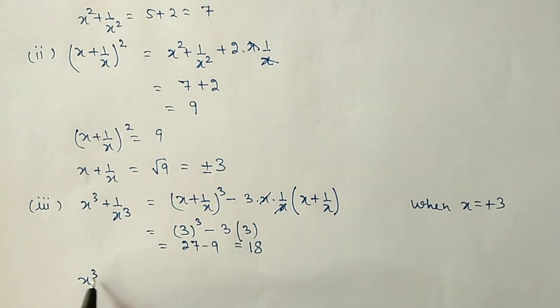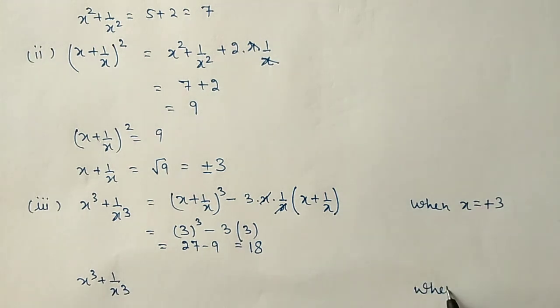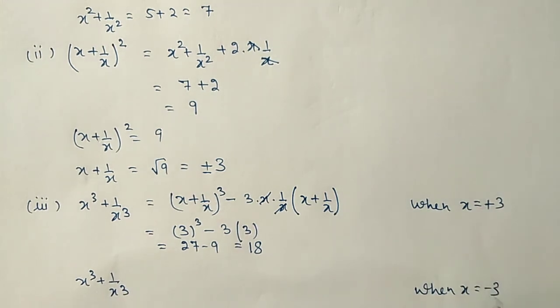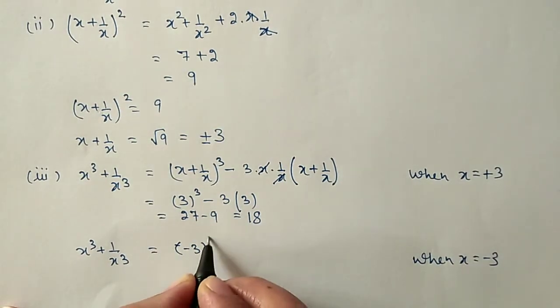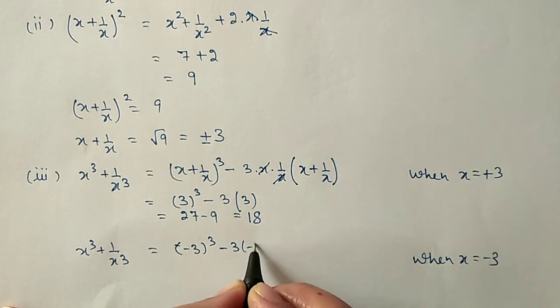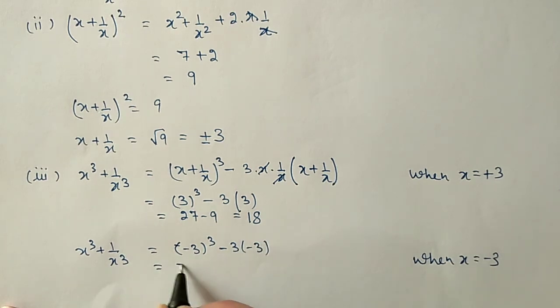Second case, we will keep this value minus 3, when x plus 1 by x is equal to minus 3. Then minus 3 whole cube minus 3 into minus 3. This we will get minus 27 and this will become plus 9. So here we will get minus 18.